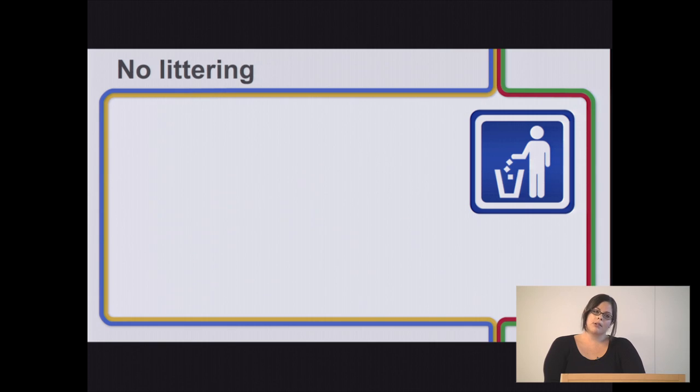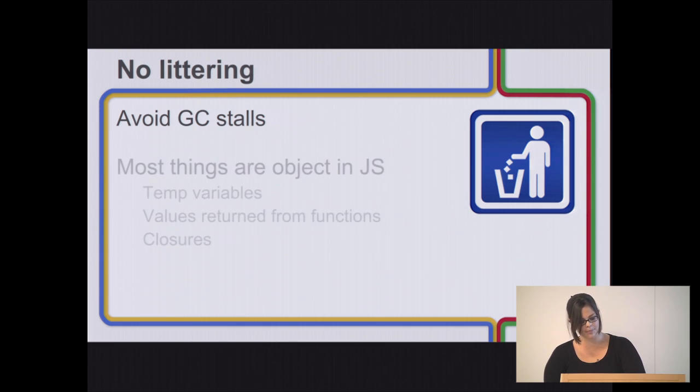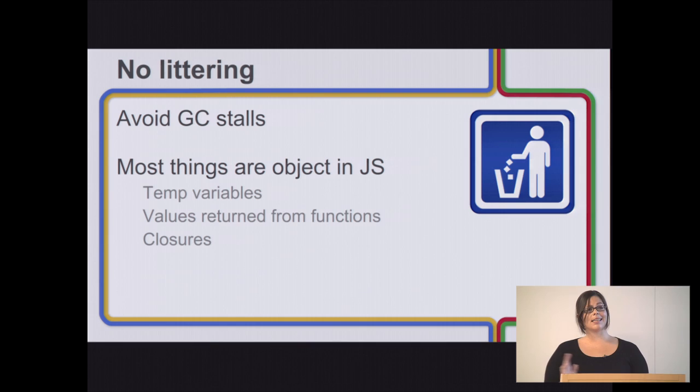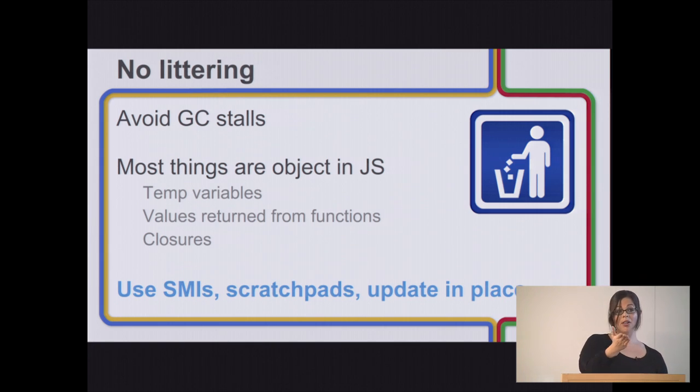And then the number one thing you can do to make a garbage collector friendly application is to not generate garbage. That will help you avoid GC stalls. The difficulty with that is that most things are objects in JavaScript. Temp variables, closures, all this other kind of stuff is objects. Very few things aren't. Small ints, for instance, are one thing that is an immediate value. So that's another really good reason to use small ints. Other than that, good rules of thumb are to use scratch pads, reuse variables between functions, and update things in place where you can.